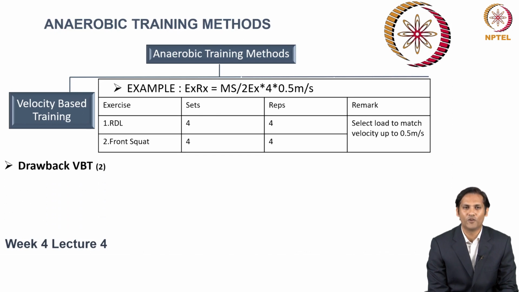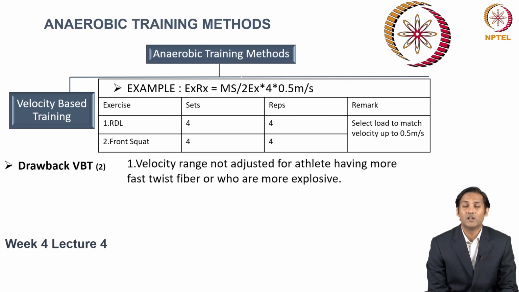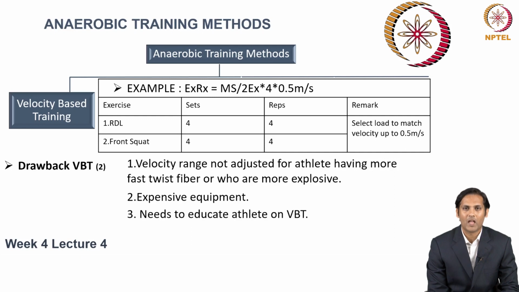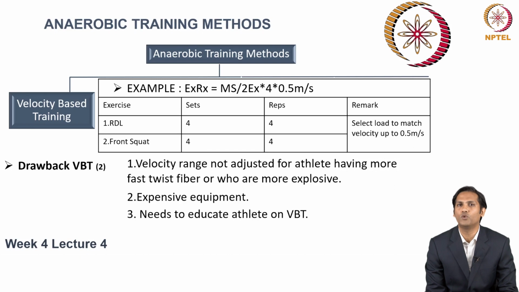Drawbacks to consider for a velocity-based training device: the velocity range cannot be adjusted for an athlete having fast twitch muscle fibers or athletes who are more explosive. The equipment that is used to monitor the velocity of the movement is a bit expensive, and you need to educate the athlete on how to use the VBT before starting the technology with an aim to improve muscular strength or power.